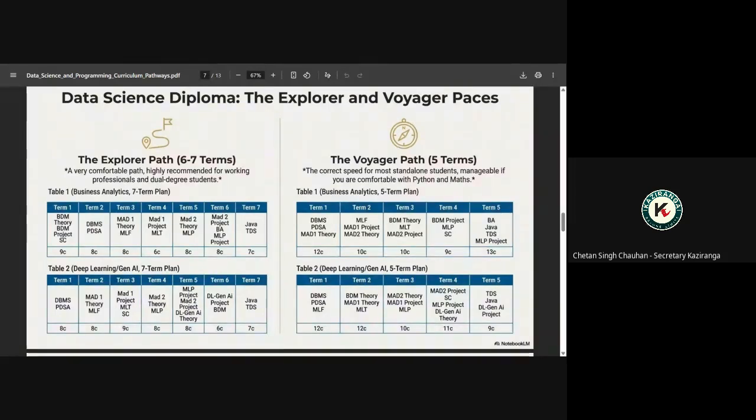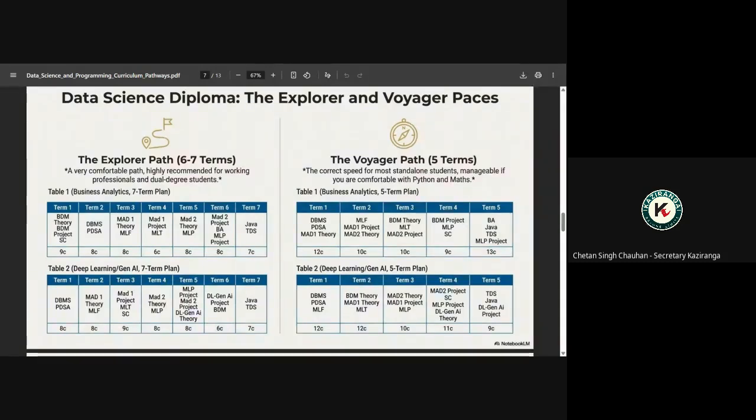I guess DL Gen AI also comes in data science. It's a new course, so I would not be able to tell you what the difficulty level is, but it is tricky. The difficulty level is more than, say, MLP or similar courses. It will require a lot of practice and a lot of understanding.